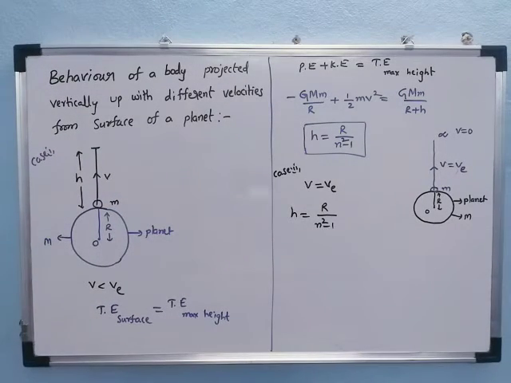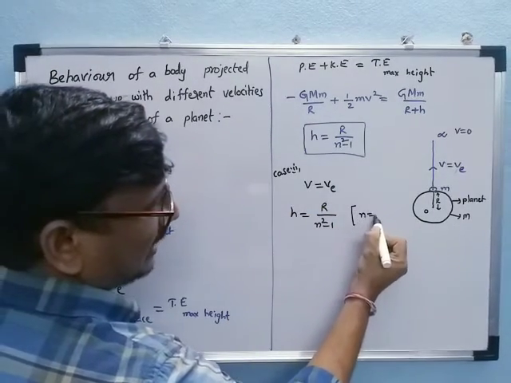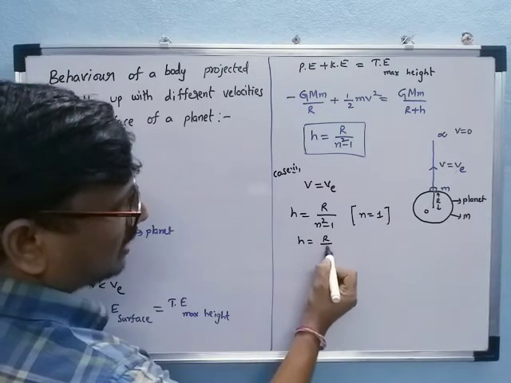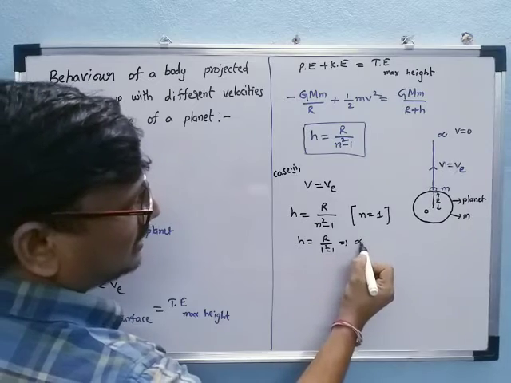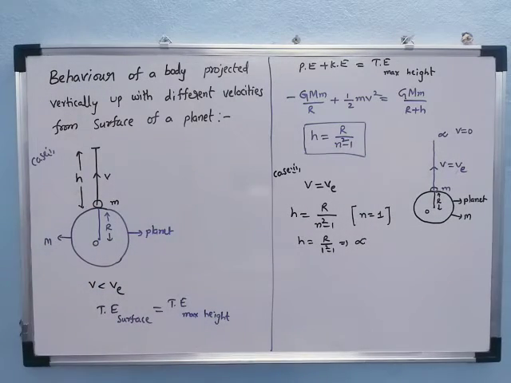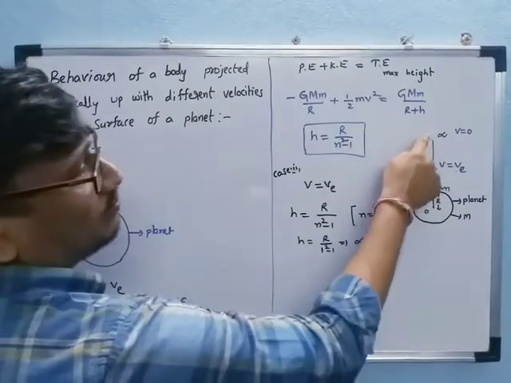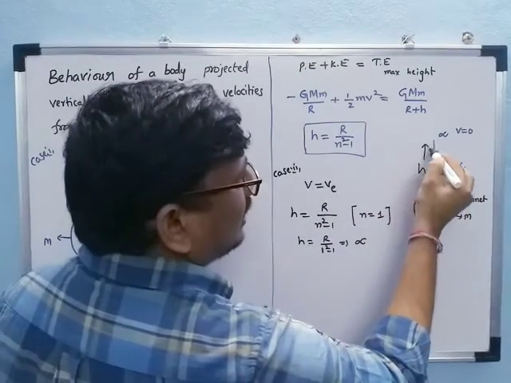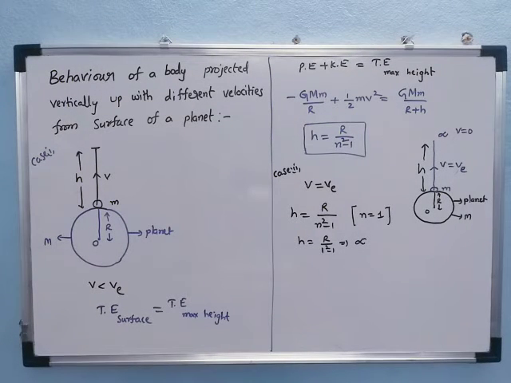Here both are equal, so we take n equal to 1. Then 1 whole square, h is equal to r by 1 square minus 1, which is equal to 0 in the denominator, so h is taken as infinity. The height attained by the object enters into infinity, that is, into space.